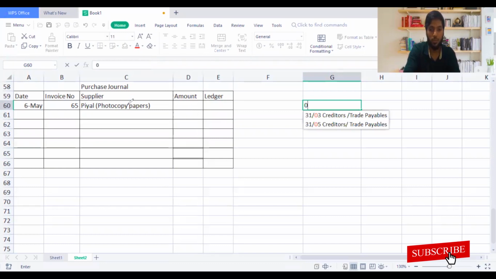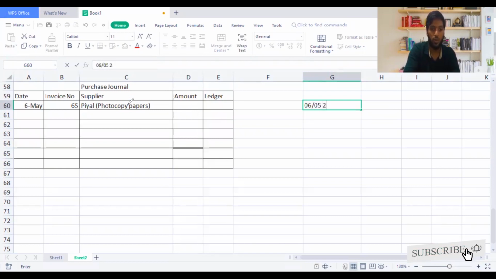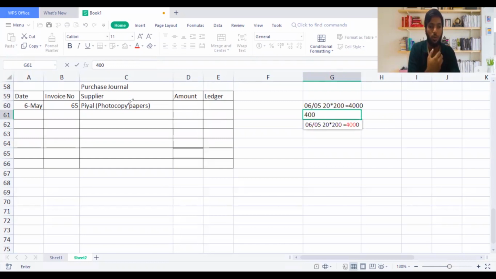For your understanding, you got 20 packets of papers at 200, so actually you are getting a value of 4,000. But you got a discount. You can see in my cash book working how I teach you trade discount and cash discount completely. So go to chapter number 8 if you do not have an idea about discount. So 4,000 is the value, and 10% is the discount we are receiving. 4,000 into 10 over 100 will give me a value of 400.